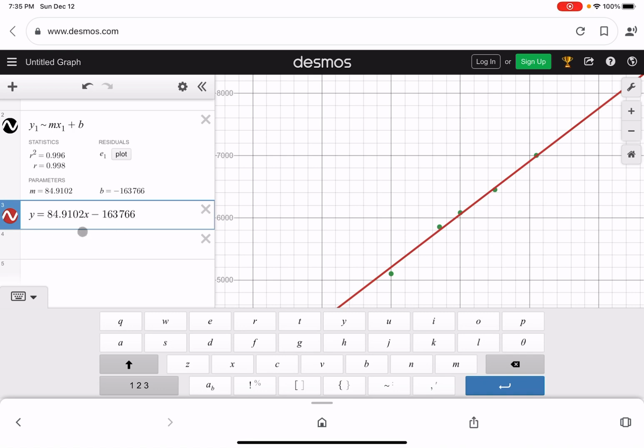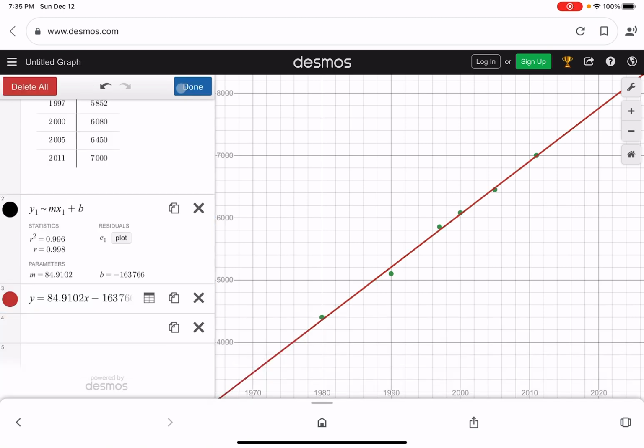So what would be useful is to convert this to a table. So go up to this settings looking button, it's called edit list, and then go down to where we wrote our regression equation and click the table looking button, it's called convert to table.